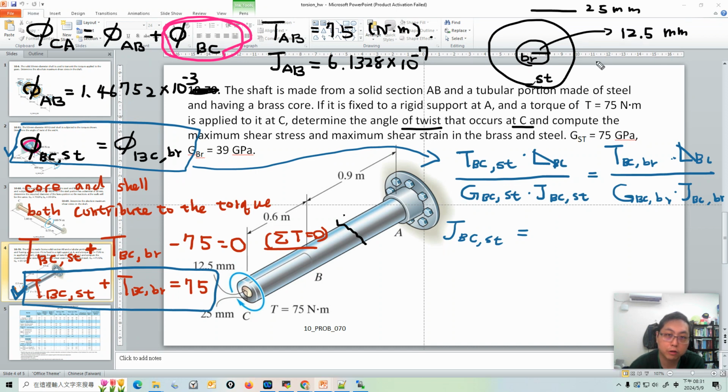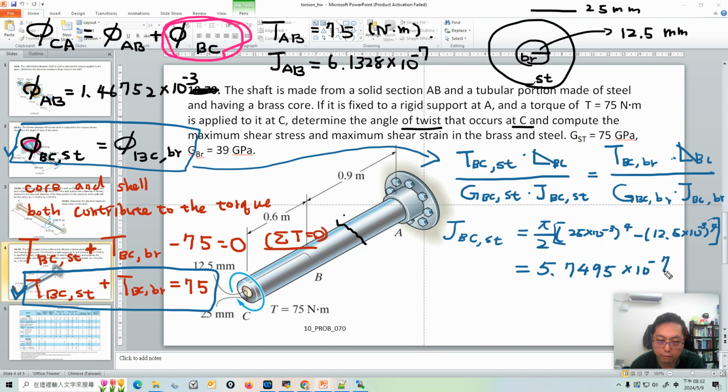This problem gives us the radius, so it's pi over 2 times 25 times 10 to the power minus 3, to the power 4, minus the inner radius times 10 to the power minus 3, to the power 4. What's the value of this? I'll just tell you the value, since we don't have much time. It's 5.7495 times 10 to the power minus 7.